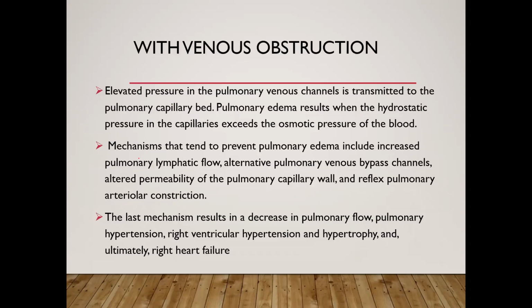With venous obstruction, what happens? There is elevated pressure in the pulmonary venous channels, which is transmitted back to the pulmonary capillary blood, and pulmonary edema results when the hydrostatic pressure in the capillaries exceeds the osmotic pressure of the blood. Mechanisms that tend to prevent this pulmonary edema are increased pulmonary lymphatic blood flow, alternative pulmonary venous bypass channels, altered permeability of the pulmonary capillary wall, and reflex pulmonary arterial congestion. This last mechanism results in decreased pulmonary flow, pulmonary hypertension, and right ventricular hypertension and hypertrophy, ultimately right heart failure.